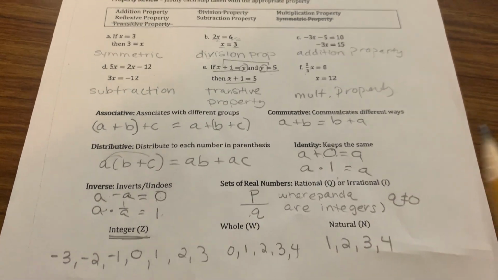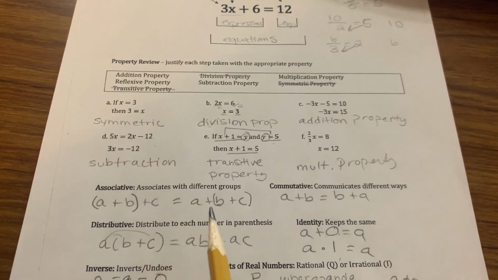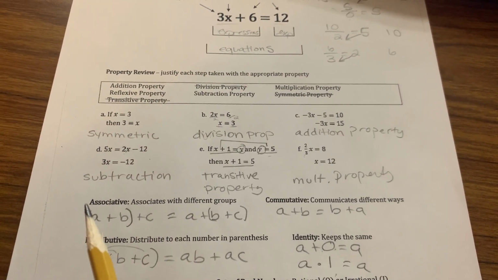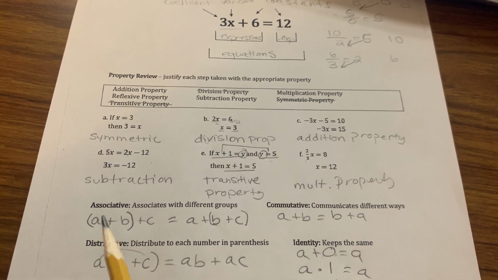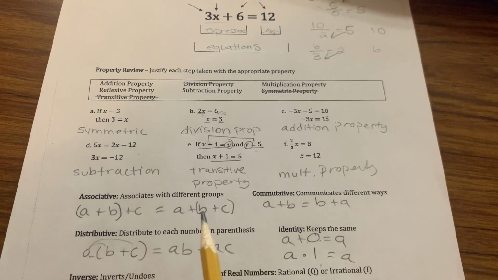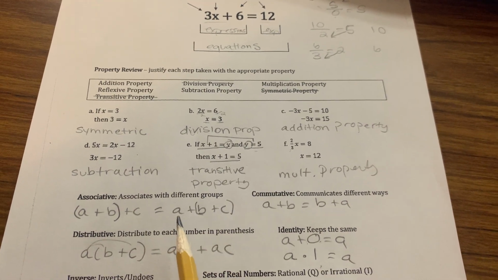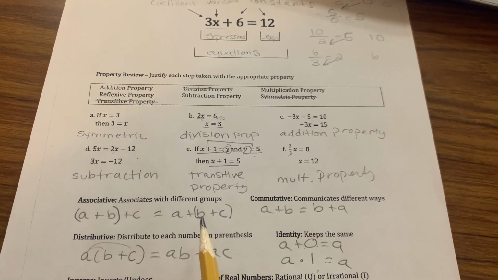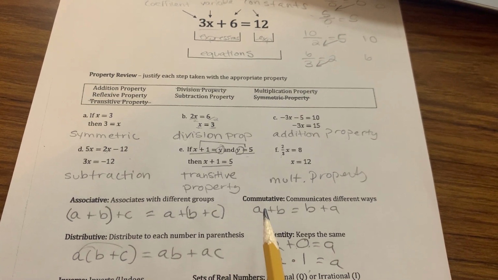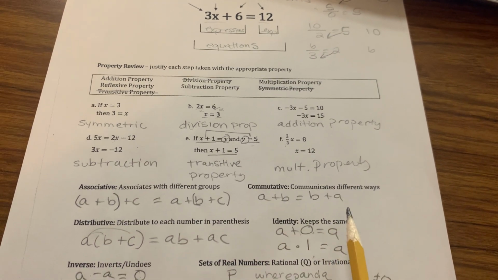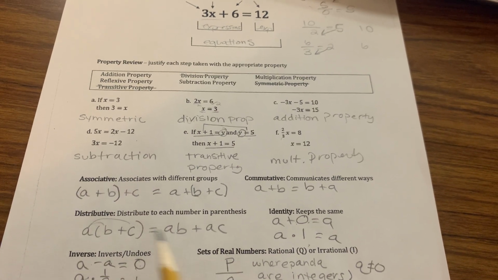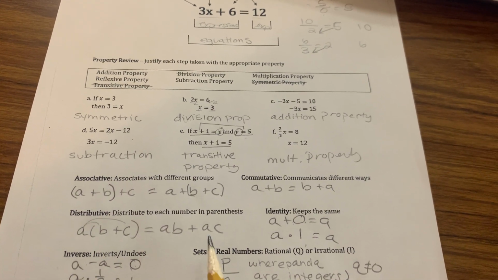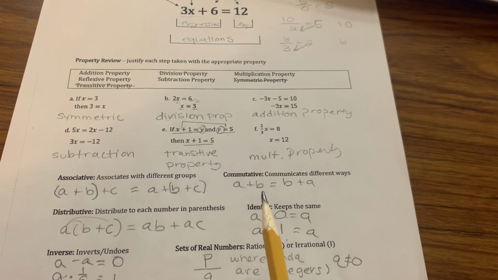So it's just a little review here. Associative property, we say that when I see parentheses, it's like associating between 2 different groups. If I add this group first and then add C versus adding the last group and then adding A, it makes no difference. Commutative, A plus B is the same thing as B plus A. Distributive, that's our familiar, that's our favorite. We're just distributing to each term inside the parentheses. And identity, it keeps its identity.